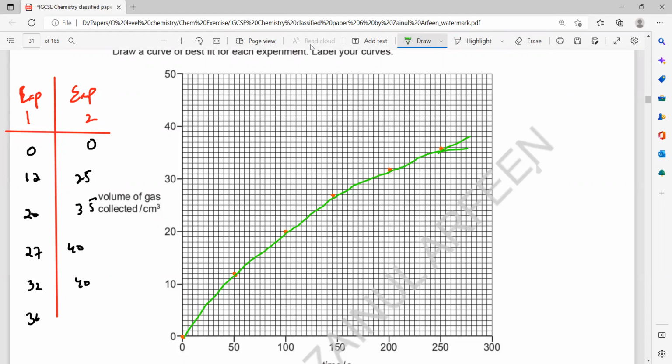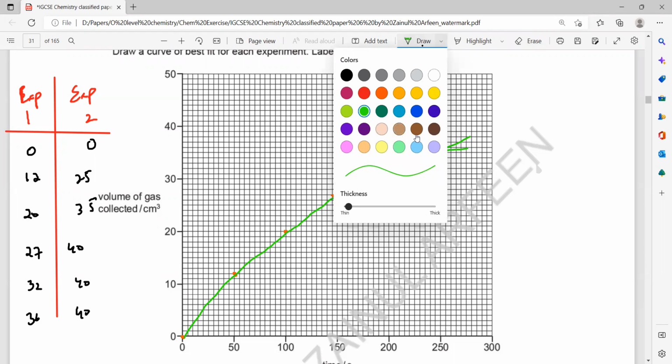Then for experiment 2, it was 0, 25, 35. Yes, any question? Sir, with the ruler or without? No, it's a curve, so it should not be with the scale. Freehand. It's a curve, that's why. You have to use the freehand.